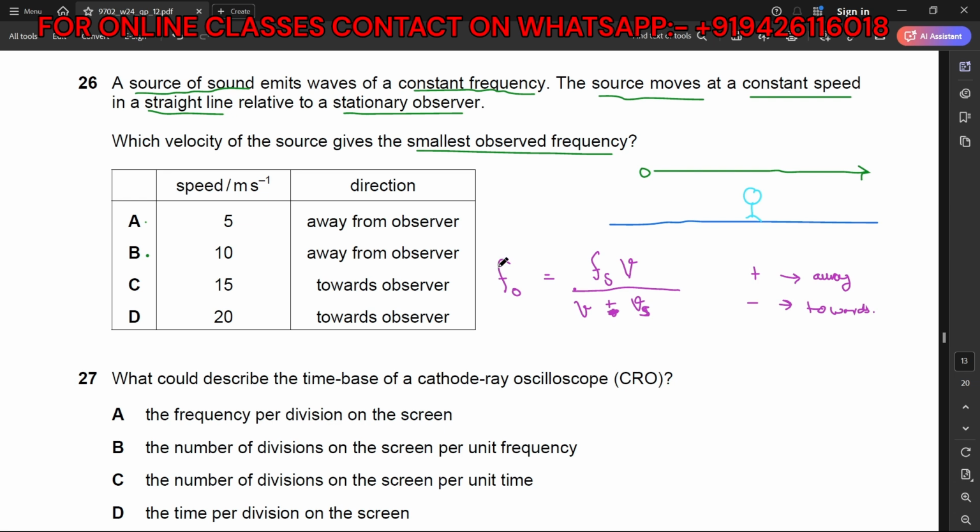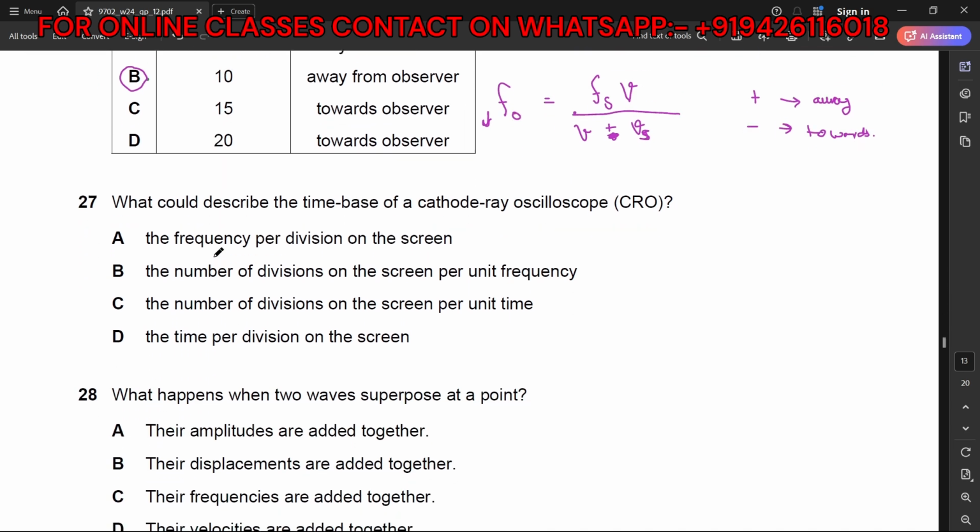So to decrease the value of f naught, I need to increase the value of the denominator. Out of the two, 10 is giving me a much higher value as compared to 5. So if I use Vs equal to 10 as compared to 5, the value of f naught is going to be less for 10. And therefore, B is going to be our answer for question 26. Moving on to the next question.